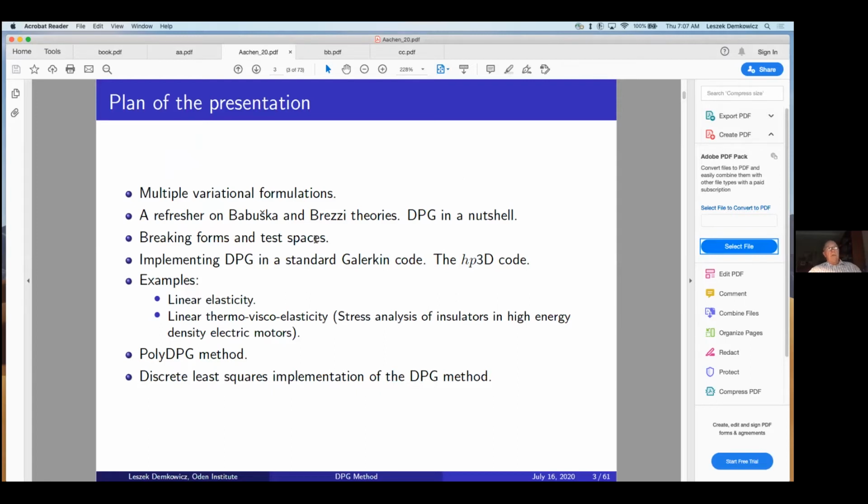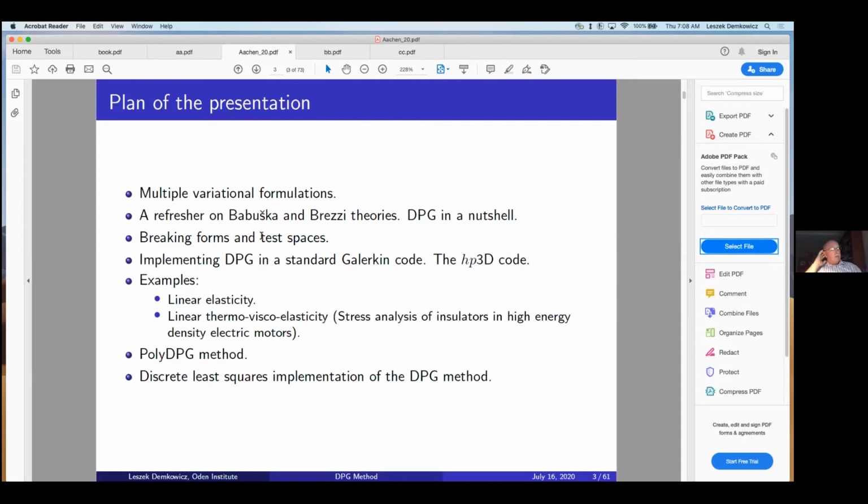Contrary to the standard Galerkin method, DPG applies to variational formulations that use a non-symmetric functional setting. That is, trial and test space may be different. And that opens up a number of variational formulations you can use.